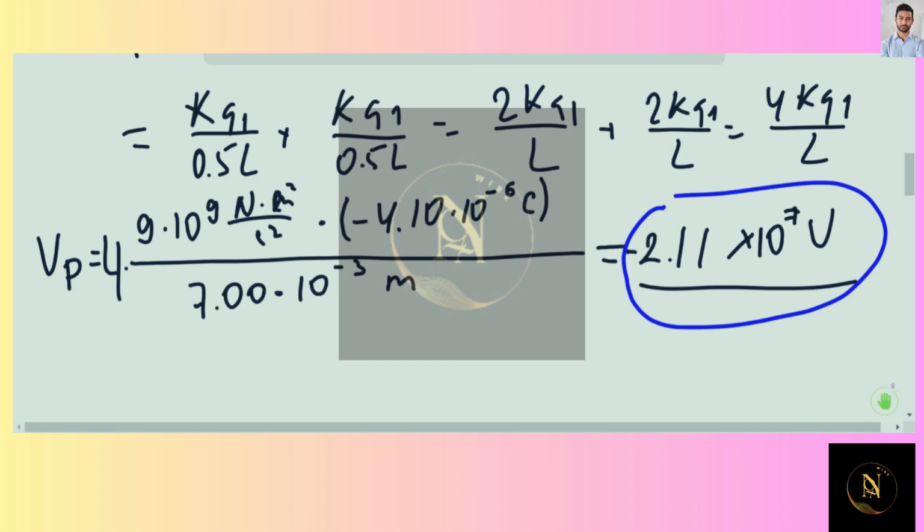It's -2.11 multiplied by 10 to the power of 7 volts. Here is the answer to this question.